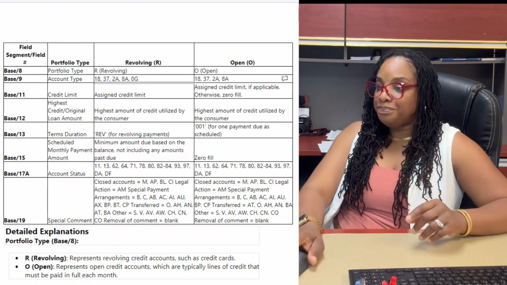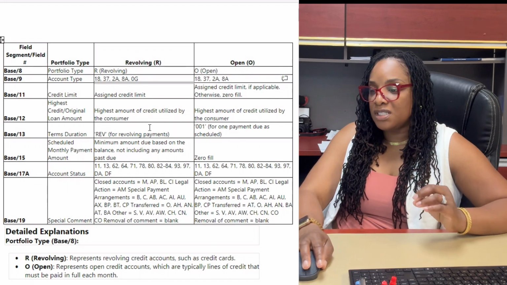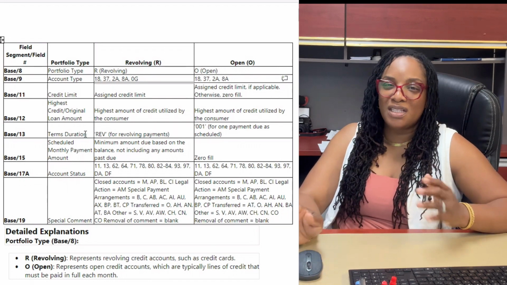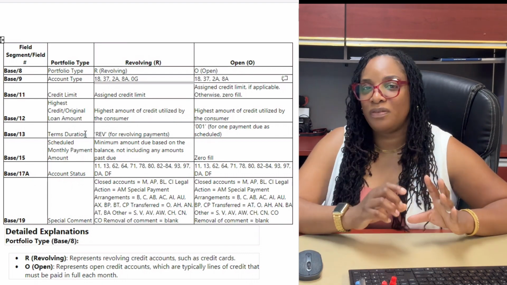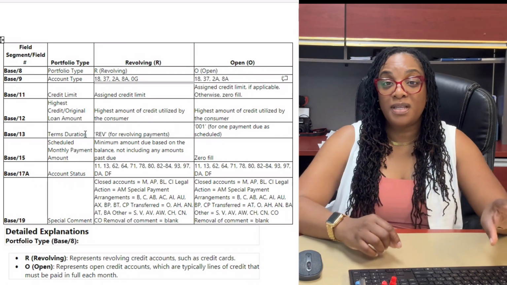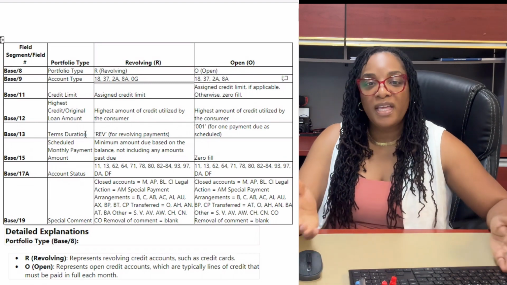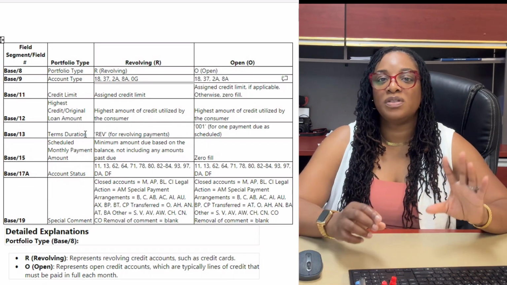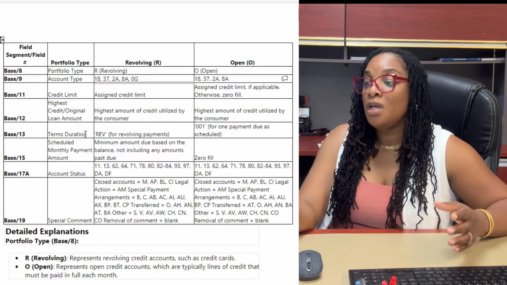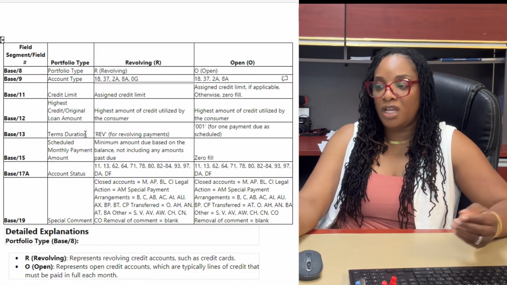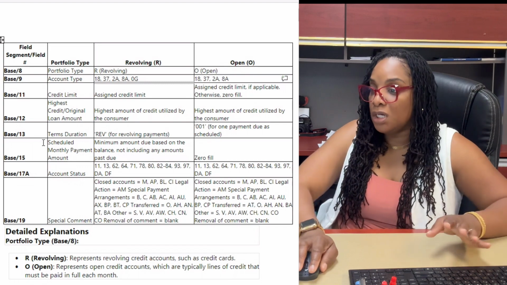So anyways, just a little bit about the codes. It's a lot, and it's almost like going to school again. But if you're really invested in your credit repair business or repairing your own credit, it's definitely worth learning these codes, figuring out what they are, why they're here, and what they are for. It can really help you out in your process for sure.